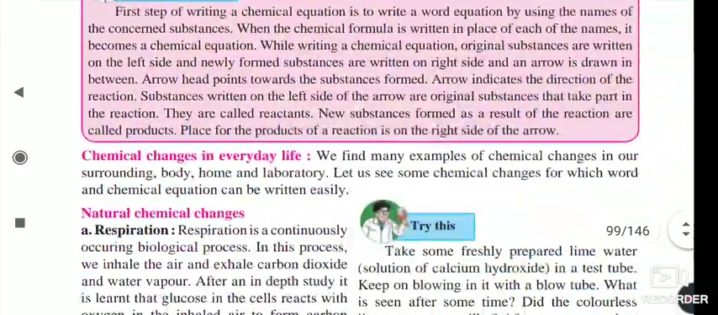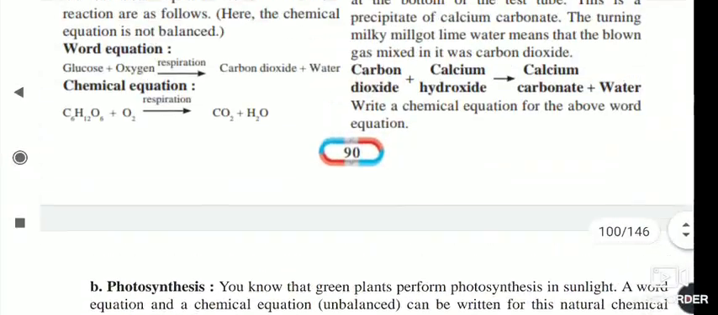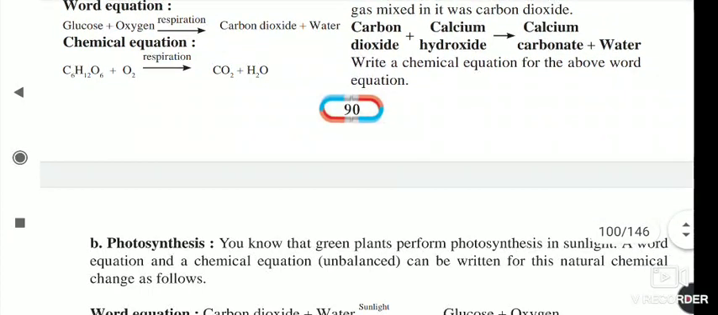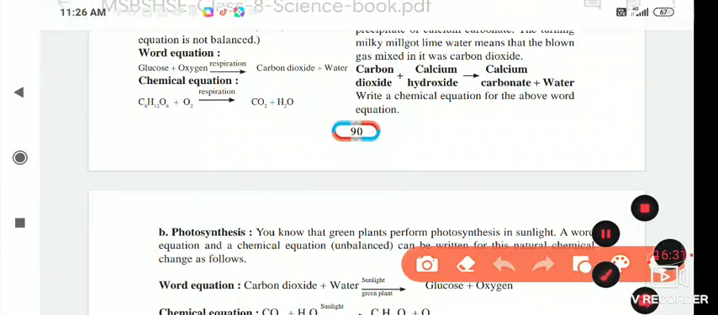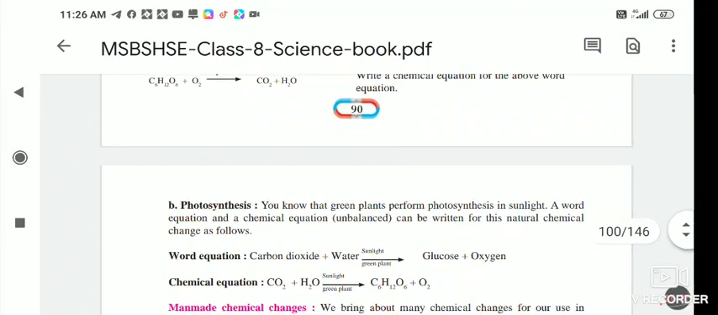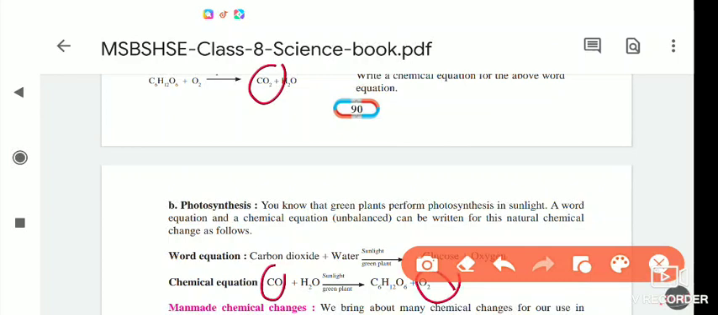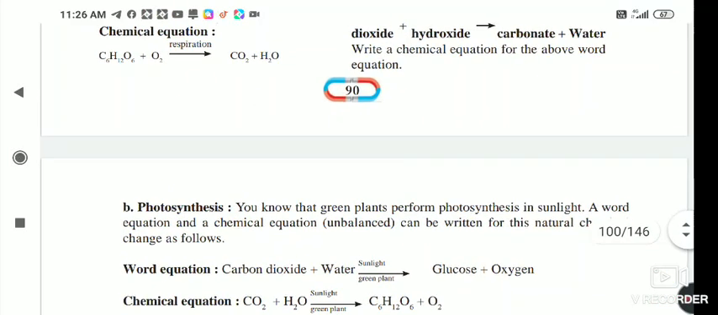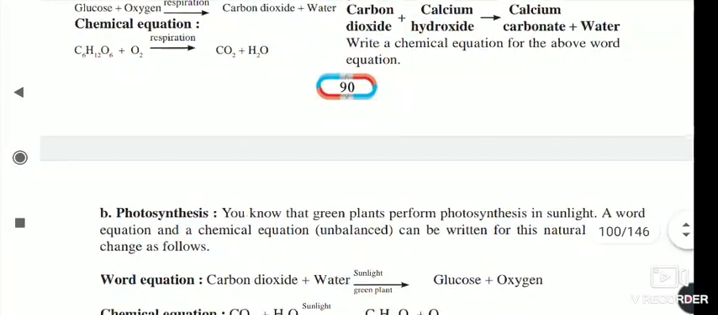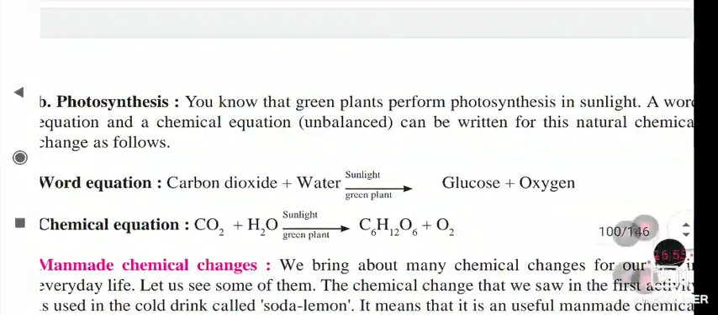These two reactions take place naturally in plants and animals. If you observe these two chemical reactions, one is from the plant and one is from the animal. The CO2 produced by animals is absorbed by plants, and the oxygen produced by plants is respired by animals. In this way, these are very important reactions in the natural processes of living organisms.